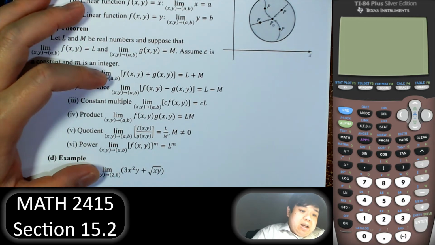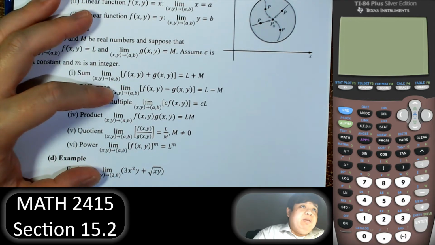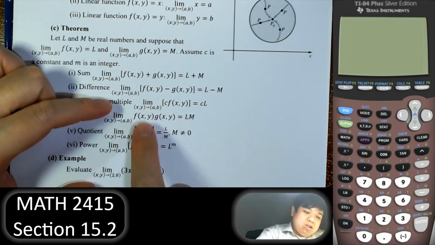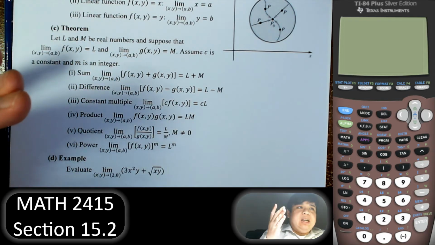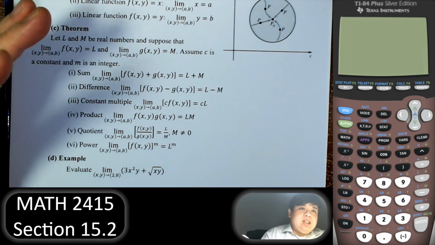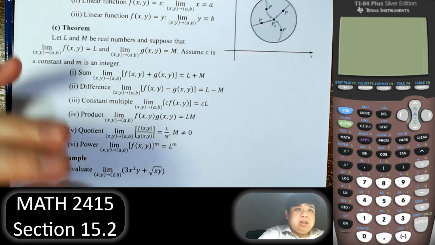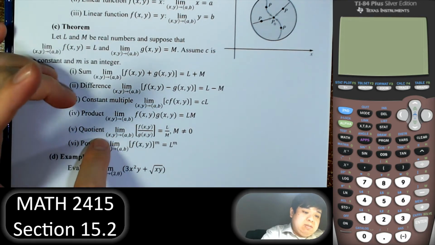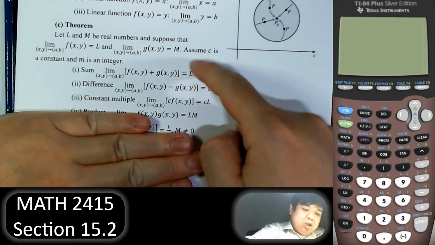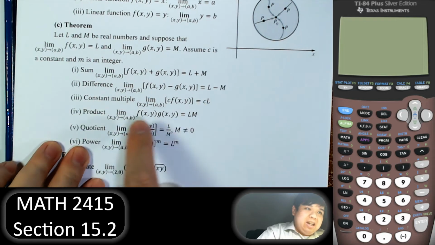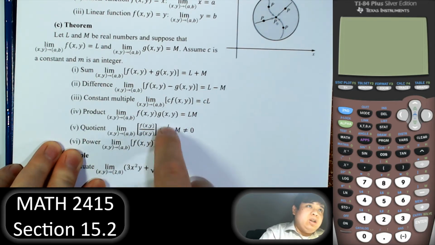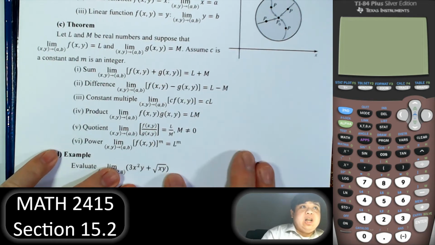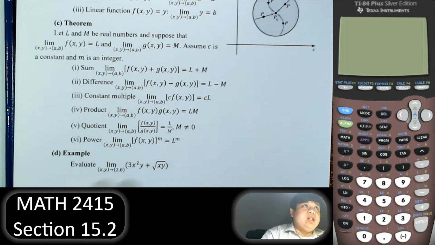Limit of a sum is the sum of the limits. Limit of a difference is the difference of the limits. Constant multipliers, take them outside. So limit, integral, derivative, summation, all of that should have these properties. The product, the quotient, and power are reserved for the limits. But still, like I said, there should not be any problem with these properties.